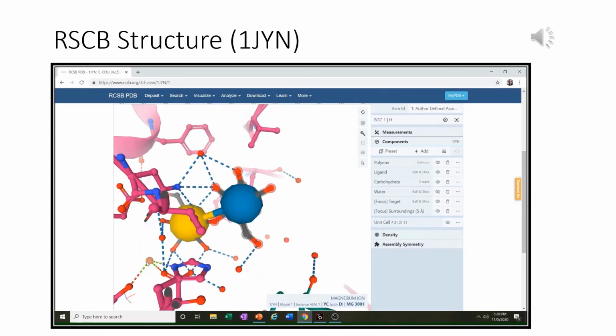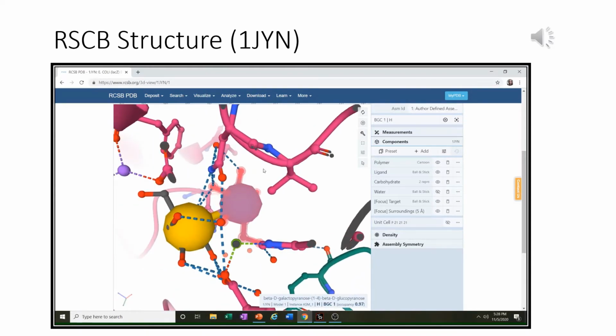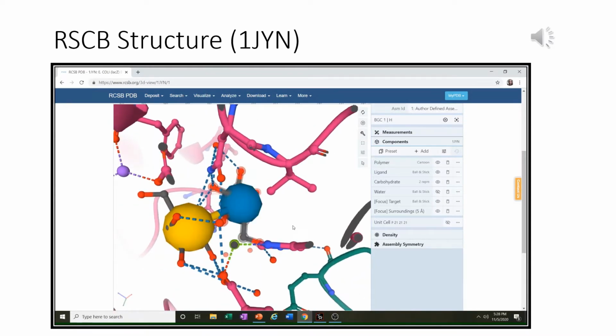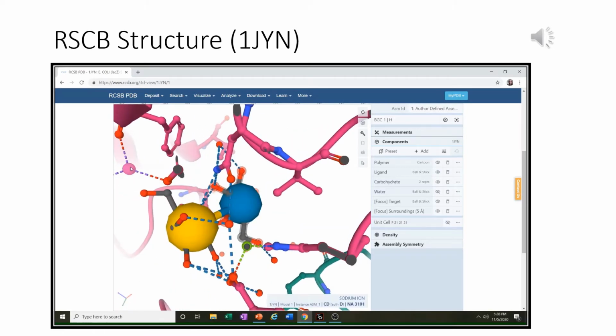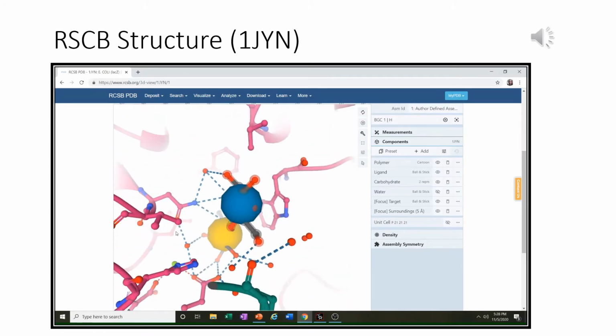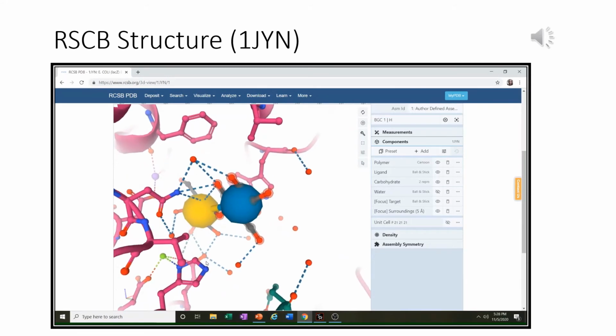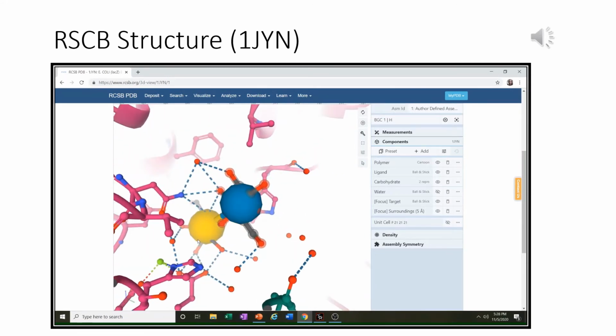If I click on one of the lactose molecules, we can see the active site of the enzyme. The active site region of the enzyme is where the substrate binds. Around the active site are magnesium and sodium ions to help with binding. The lactose is bound by many hydrogen bonds into the active site region.